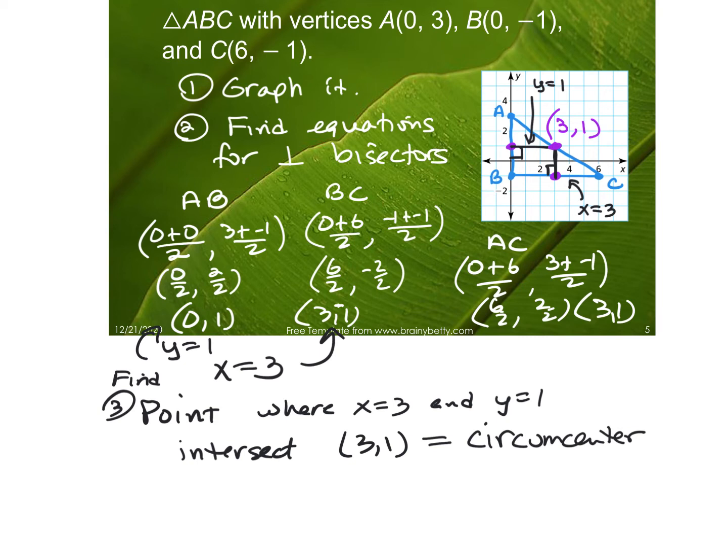Remember, the right triangle circumcenter is always located on one of the sides of the right triangle, and it's the hypotenuse. When it's an acute triangle, it'll be located somewhere inside the triangle, and when it's an obtuse triangle, it'll be located outside. And we would draw these perpendicular segments.